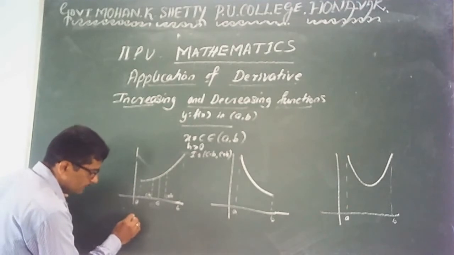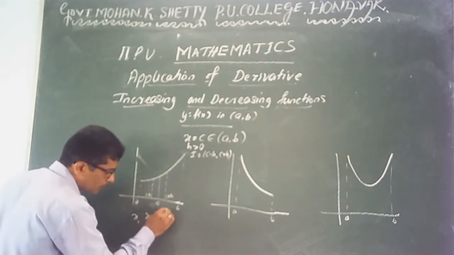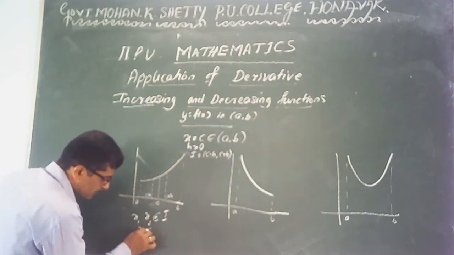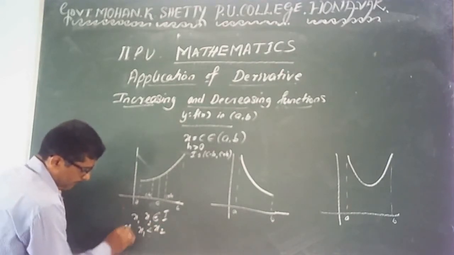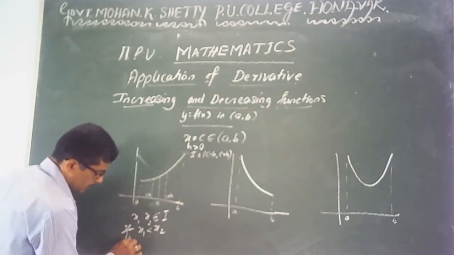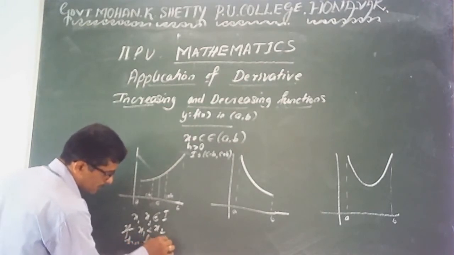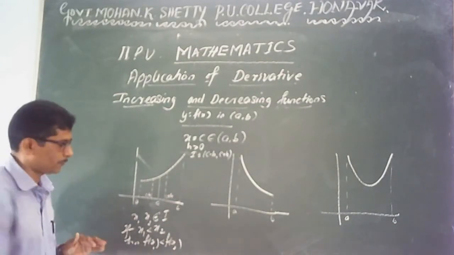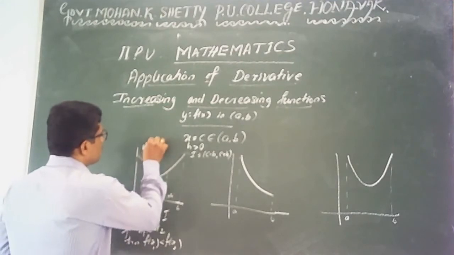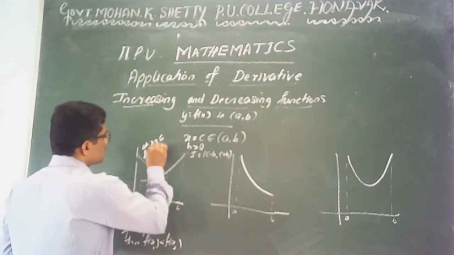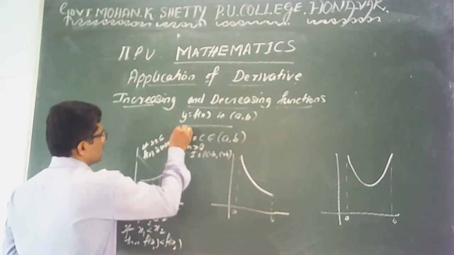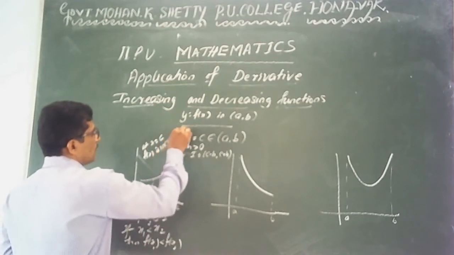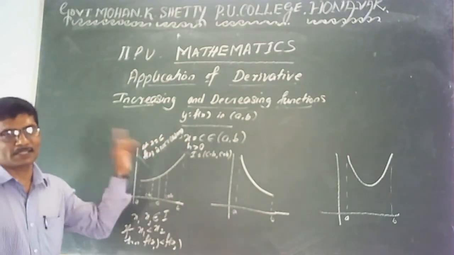You can take x1 and x2 as any two elements in the open interval c minus h to c plus h. If x1 is less than x2, then suppose f of x1 is strictly less than f of x2. Then you say that at the point x equal to c, f of x is an increasing function. And this point c is called a point of increase.